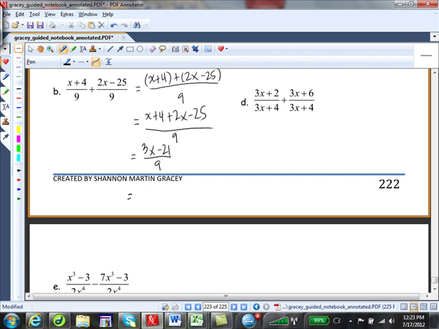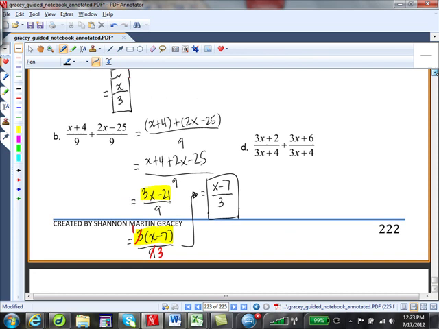I can factor out a 3 from the numerator, and I'll be left with x minus 7, and that's all over 9. So I'm on the simplifying step, and that's when you factor. And notice 3 goes into itself once and into 9 3 times. So my end result will be x minus 7 all over 3. How'd you do? I bet you did great.